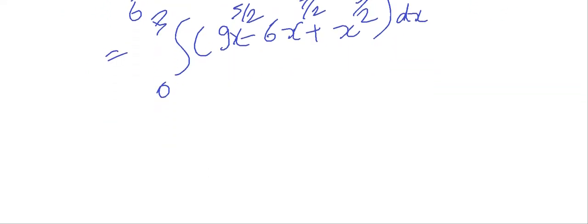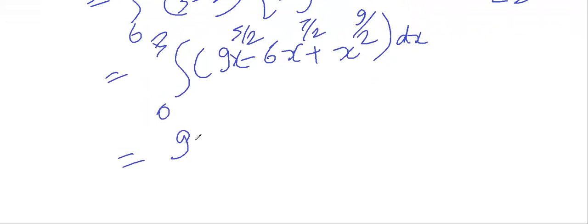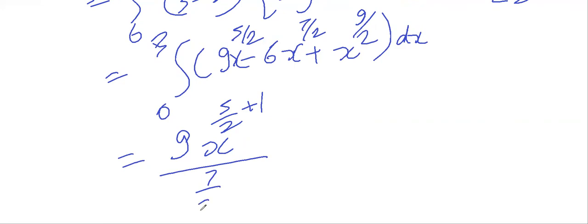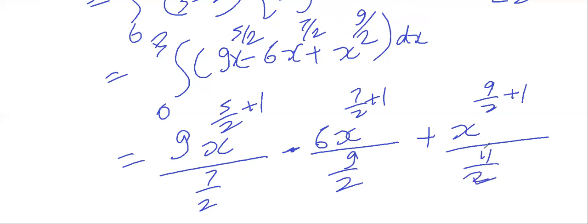Now we just need to do the integration part. This 9 is constant, so I have taken it out. Now the integration of x to the power of 5 by 2 is x to the power of 5 by 2 plus 1 upon 5 by 2 plus 1, that is 7 by 2. Here minus is there, 6 is a constant. Again, the integration of x to the power of 7 by 2 is x to the power of 7 by 2 plus 1 divided by 7 by 2 plus 1, which is 9 by 2. Then plus x to the power of 9 by 2 plus 1 divided by 9 by 2 plus 1, that is 11 by 2.